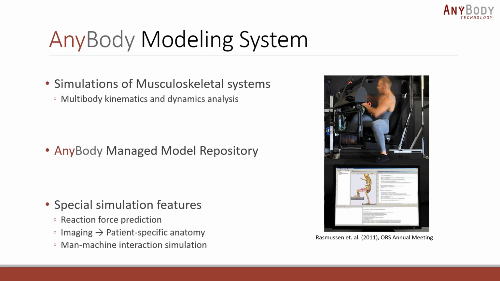For example, we have the reaction force prediction, one example of which is ground reaction force prediction. Just think of a case where for gait analysis you don't have enough force plates to capture ground reaction forces for a gait cycle. So you let AnyBody estimate and predict those reaction forces for you. We also have a very efficient tool to use subject-specific information from the images of the bones, so you can do subject-specific morphing of the bones.